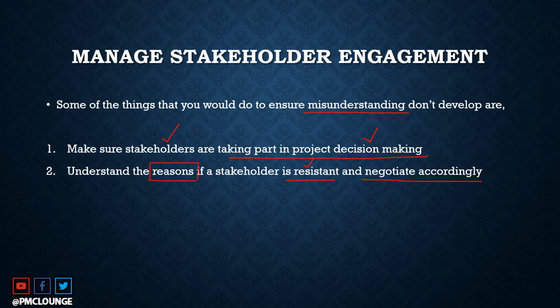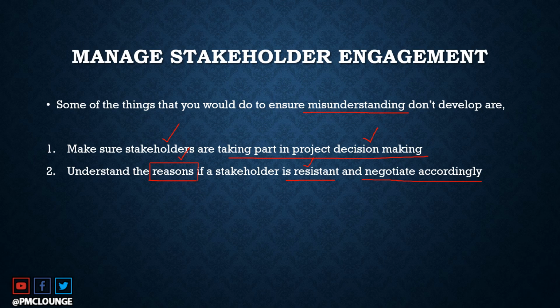Why is someone resistant? Is this an issue of the people? Is this an issue with the process? Is this an issue with something else? You need to understand the reason for someone being resistant to your project or someone that you think is negative towards your project. So understand the reasons. Do not ignore someone just because you think they are resistant or negative towards your project.